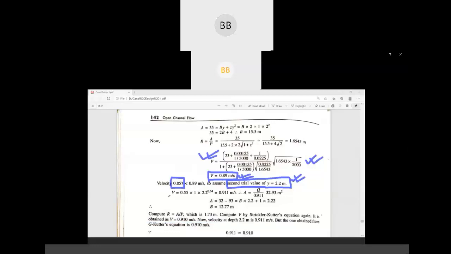Then again we need to find out the velocity by that equation, 0.55 multiplied by critical velocity ratio multiplied by y to the power 0.64. Now here the y value changes, it's 2.2. So you are getting the velocity as 0.911 meter per second.